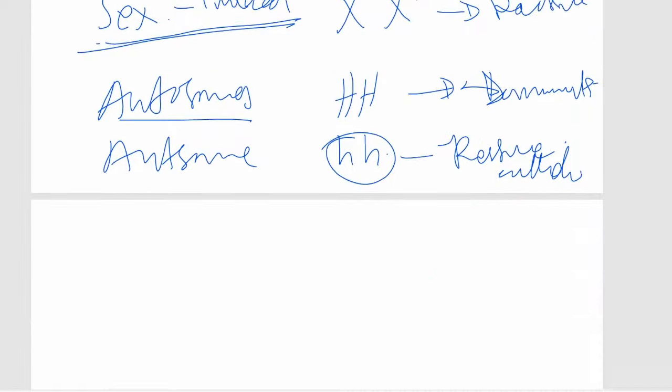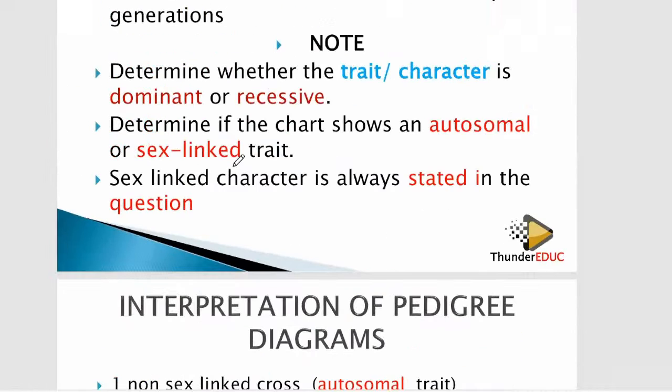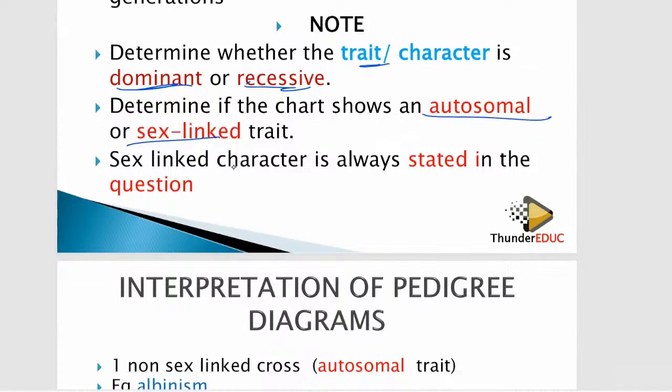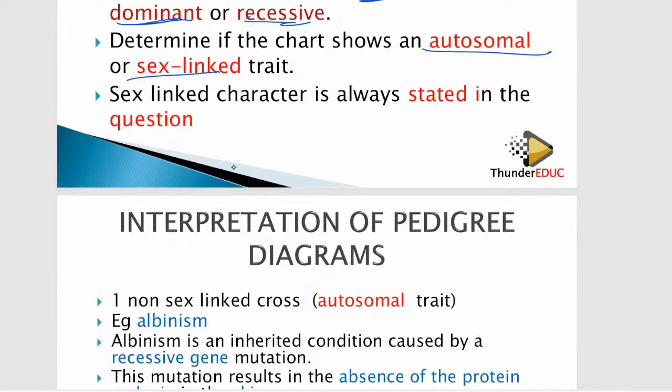All right. Now, here they're telling you to determine whether the trait or character is dominant or recessive. You see, what is it caused by? Is it caused by a dominant allele or a recessive allele? You need to know that. You need to know whether it's sex-linked or autosomal. That's what I was trying to explain. Whether it's autosomal, meaning that you don't use X and Y, or sex-linked, meaning that you're supposed to use X and Y. Then they're saying that a sex-linked character is always stated. They will tell you in the question that this is a sex-linked character.